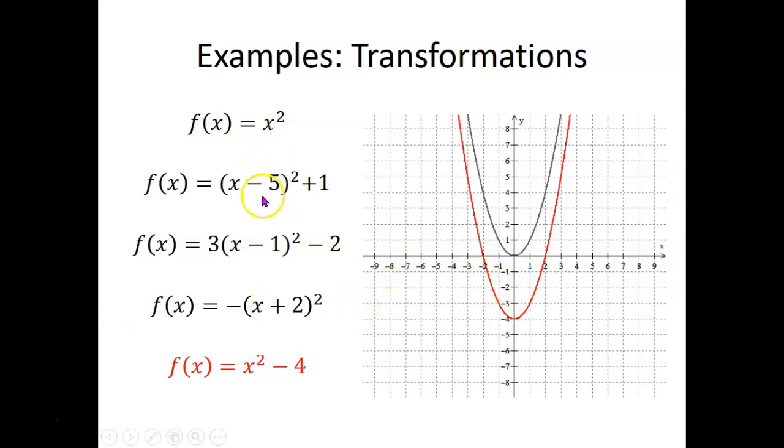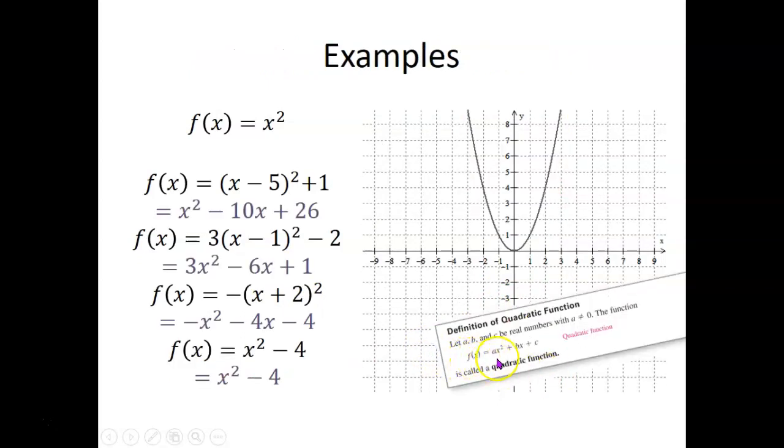And the way I have these written here, they're not all in that ax squared plus bx plus c form, but I could get them in that form. If I want them to actually look like ax squared plus bx plus c, I could multiply things out. Like I could take (x minus 5) squared and multiply it out as x squared minus 10x plus 25, and then add 1, and that would be x squared minus 10x plus 26. Same function, just a different way of writing it.